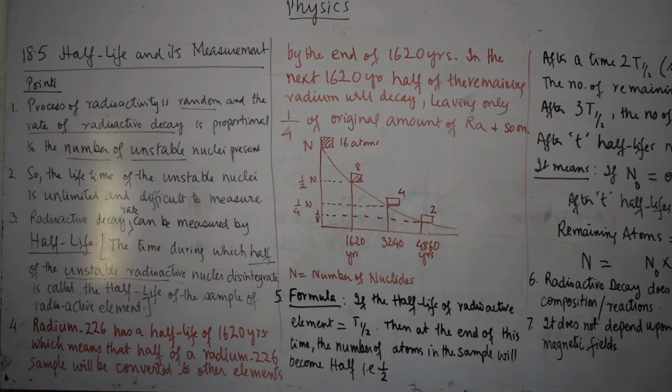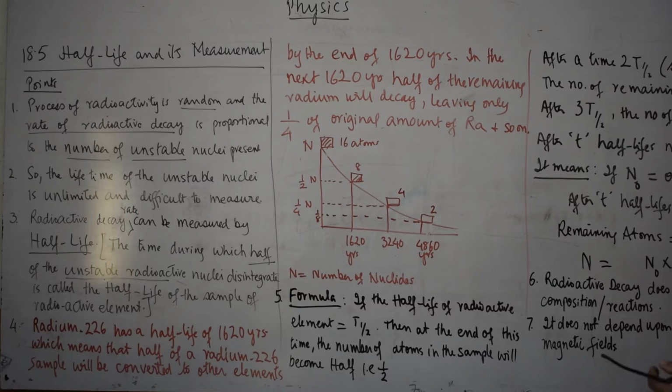So the lifetime of the unstable nuclei is unlimited and difficult to measure. The radioactive decay rate can be measured by using the term half-life. By half-life, it means the time taken during which half of the sample decays into some other element. Radium-226 is one of the examples. It is a radioactive element. It is an unstable atom. So it has a half-life of 1620 years.